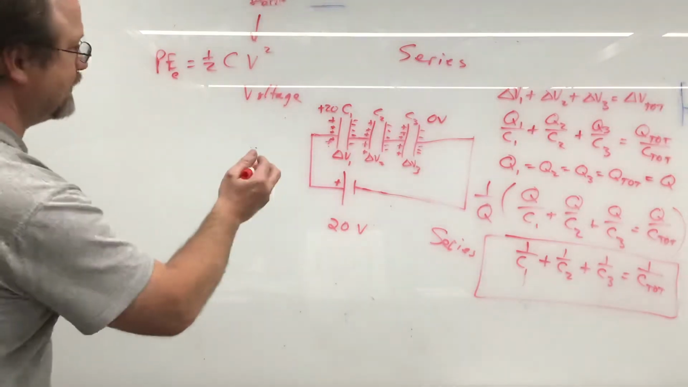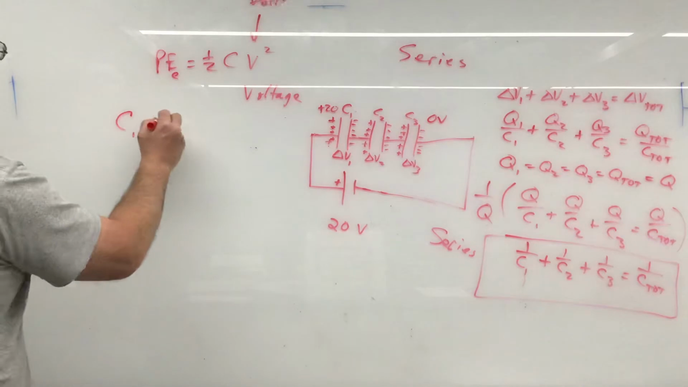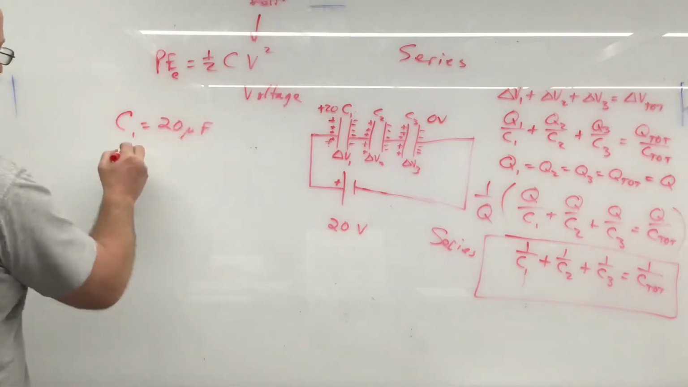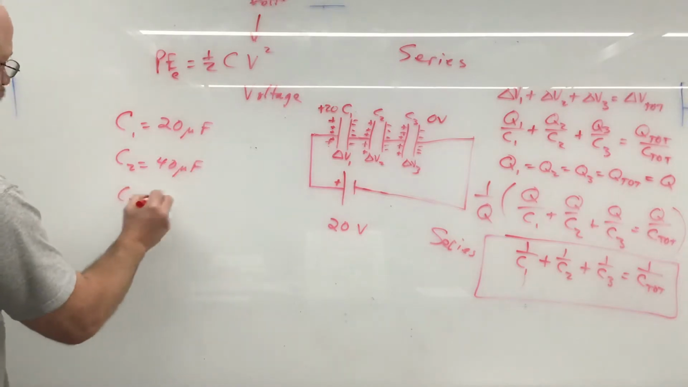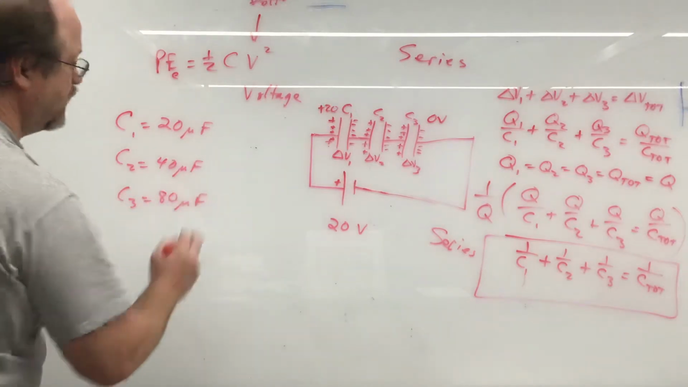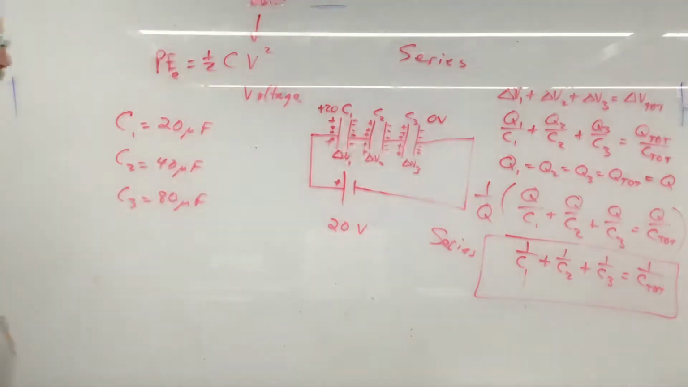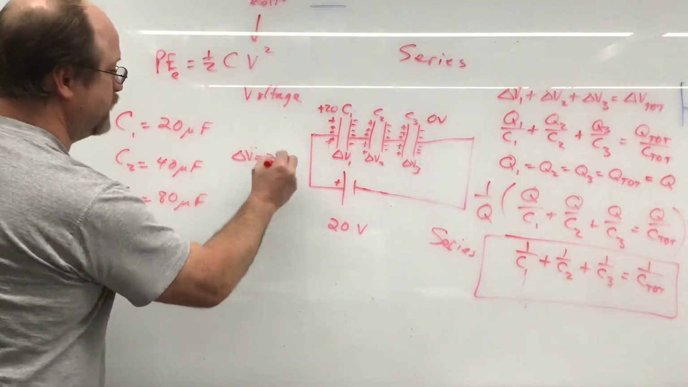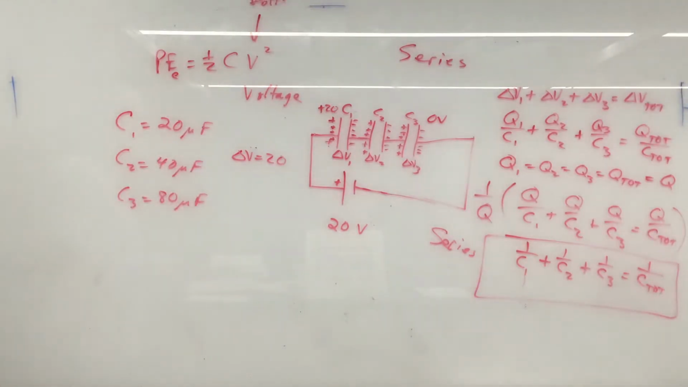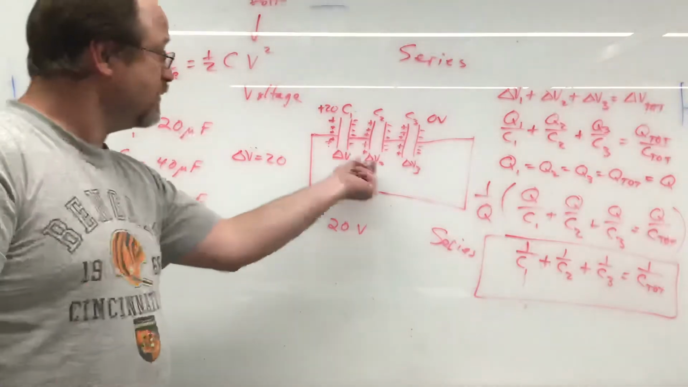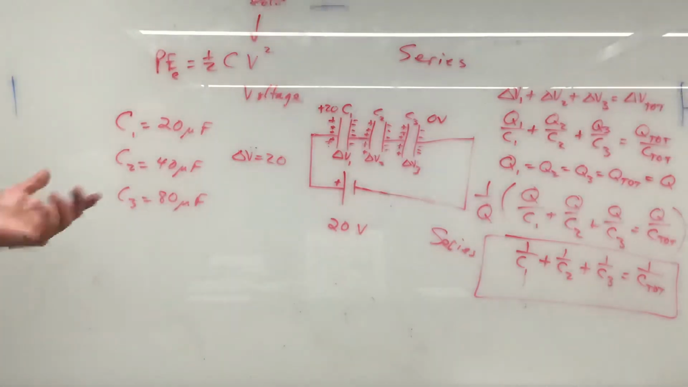So if we look again at that case where we said C1 is equal to 20 microfarads, C2 is equal to 40 microfarads, C3 is equal to 80 microfarads, and I got a total voltage there of 20, delta V equals 20. And I'd said before, what if these break down if you have more than 10 volts across any one of them? What we need to find out is, is any one of these bigger than 10? Because if it is, we need to do something different or we're going to break one.